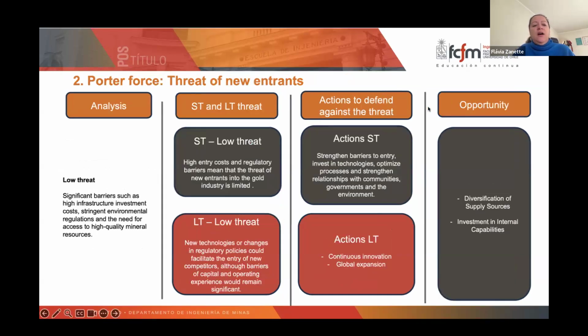The second Porter force is threat of new entrants. We analyzed it and we consider this could be a low threat. Significant barriers such as high infrastructure investment costs, stringent environmental regulations, and the need for access to high quality mineral resources. We have also understood this is a low threat considering both short term and long term. At the end of the discussion, the opportunity for Newmont could be diversification of supply resources and investment in internal capabilities.